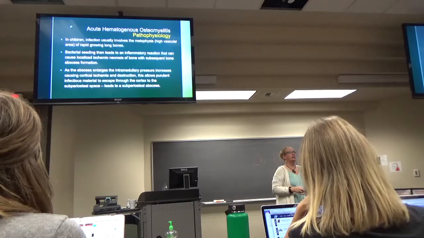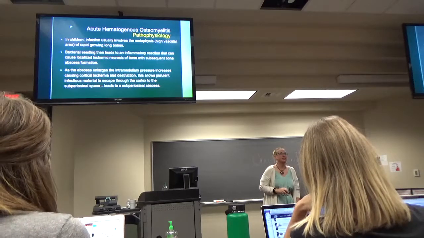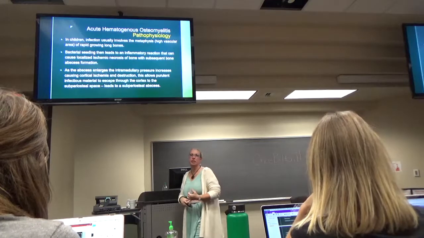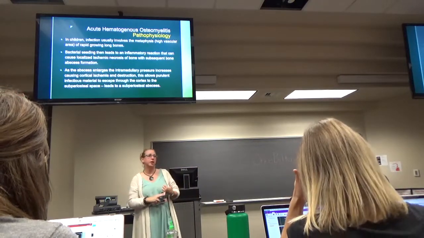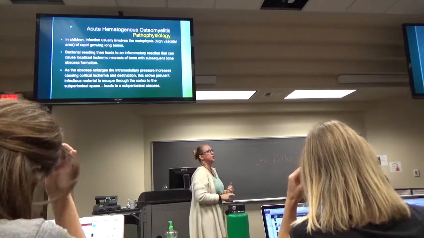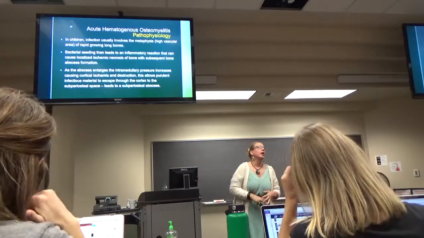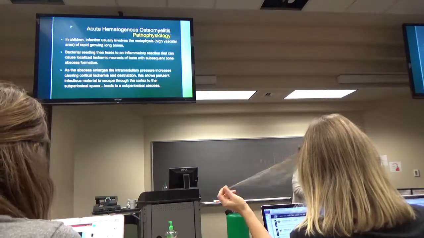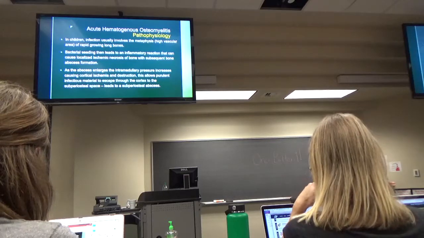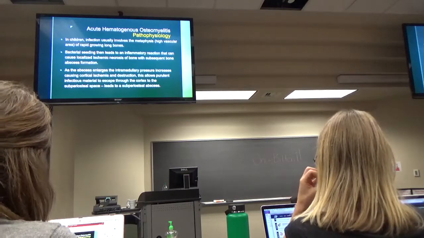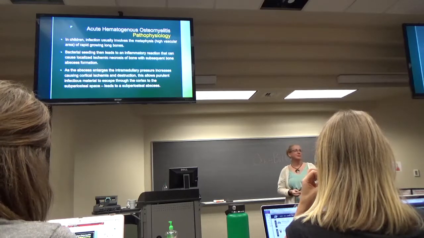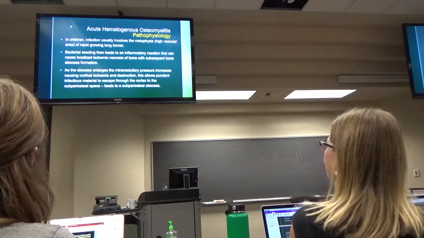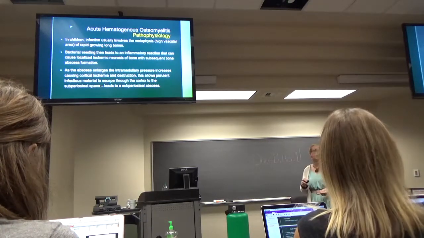Pathophysiology, again, we've already talked about children, so it's the metaphysis that's involved. This is the area that's highly vascular. Again, blood feeds bacteria. Hematogenous, it arises in the bloodstream, and so therefore it goes to those rapidly growing long bones. Then that causes an inflammatory reaction in that area of that bone, causes a localized necrosis. So you start having that bacteria eating away at the bone. And it's going to look like that on your plain film x-rays as well as your CT or MRI.